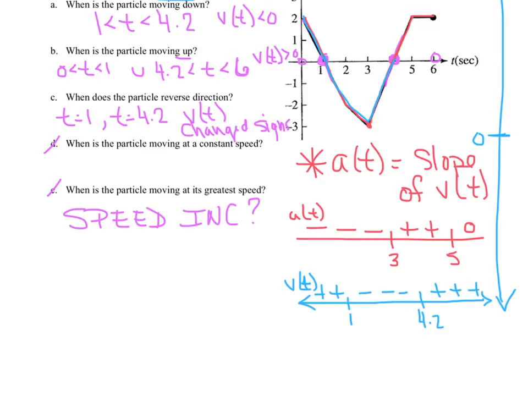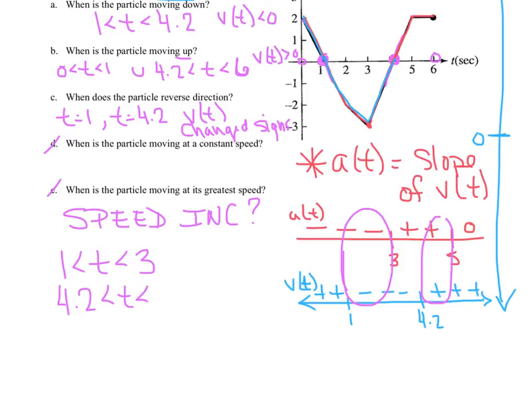So when did we have the same signs? When did we have an overlap of signs? I'm going to say the speed was increasing from 1 to 3 because they were both what? Negative, yeah. And then we'll say from 4.2 until 5, because they were both positive, and as long as both velocity and acceleration had the same signs, we were good to go. So those are the times when speed's increasing.